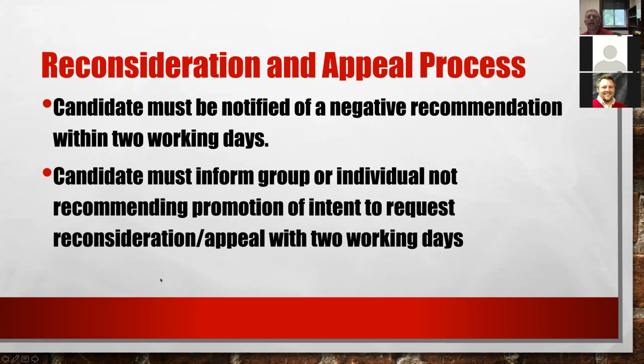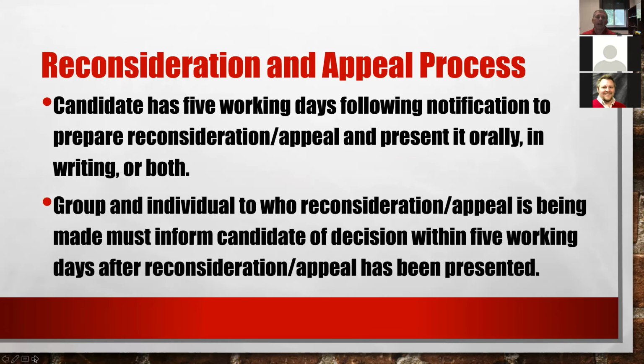So there is a reconsideration and appeal process. If you feel like you did not receive a fair look from your committee or unit administrator, primarily your committee, you can ask for reconsideration, and you have 2 days from the point at which the committee decides and gives you a recommendation to respond to that recommendation and ask for reconsideration. You then have 5 days to put together your justification for reconsideration or appeal, and present it either orally, in writing, or both. And then the group or individual that the appeal or reconsideration has been forwarded to has another 5 days to reconsider your file.